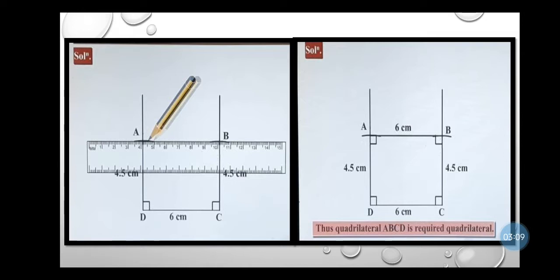Children, please remember you need to put the measurements, put the naming, and write the final answer, everything with pencil.